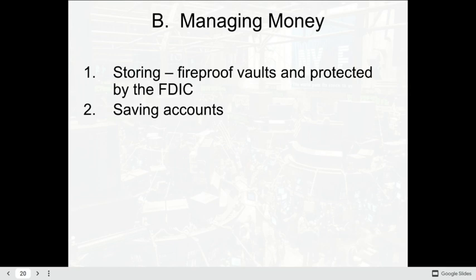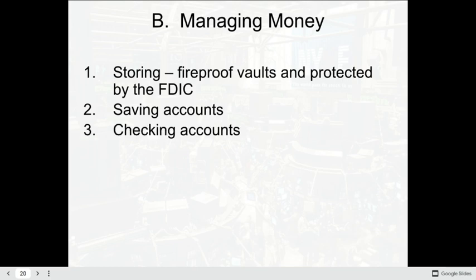But modern banks keep this money for us as we are savers. So the modern banking system manages this money by saving it for us and storing it. And of course, now it's protected by the FDIC. So even if something happens to the bank, up to a certain amount is protected.